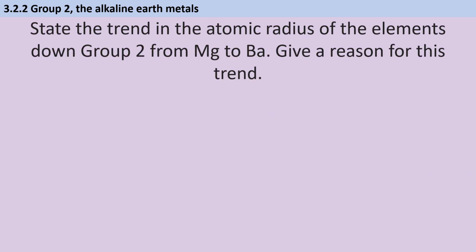A simple 2-mark exam question might ask you to recall the trend for one of these properties and then explain why that is the case. So if we're asked to state the trend in the atomic radius of the elements from magnesium to barium, we can say that those atoms are becoming larger, the atomic radius is growing. And the reason for that is that each time we're going down a period, we're adding another electron shell.